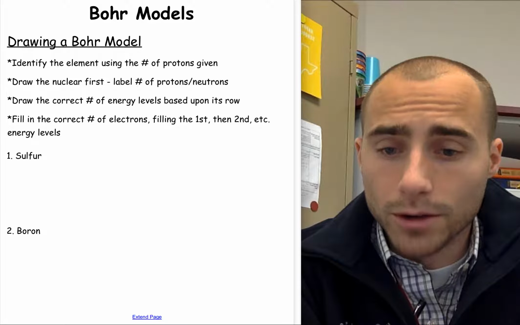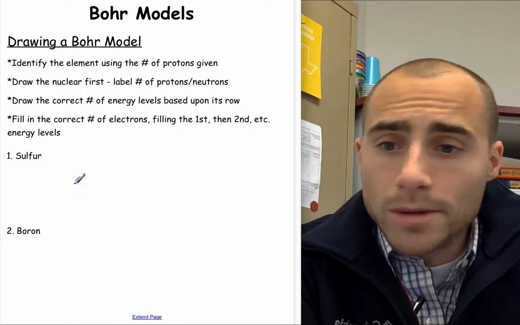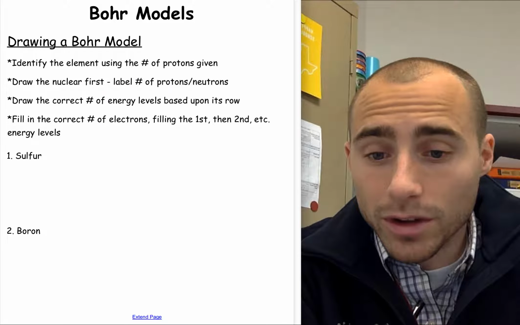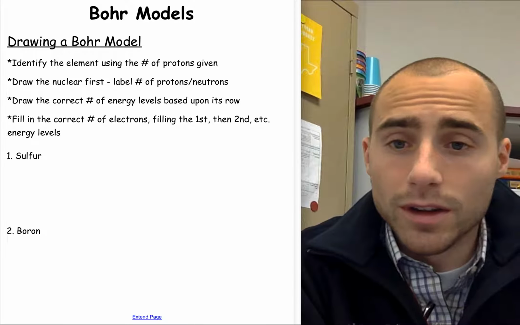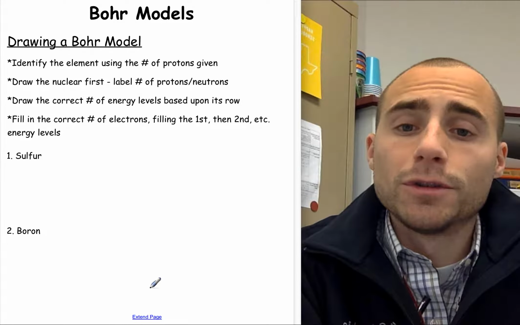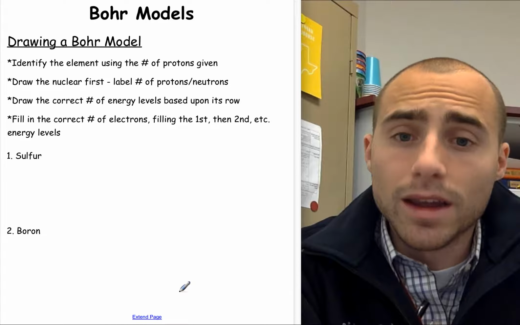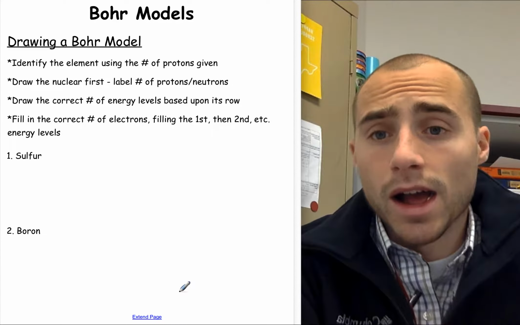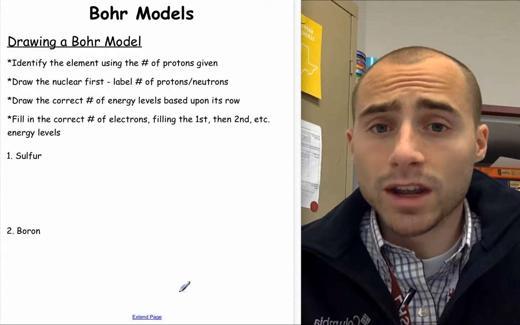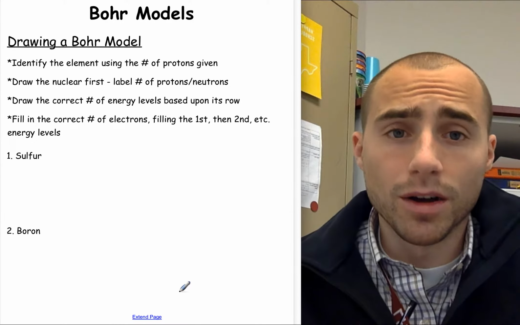So drawing a Bohr model. You identify the element using the number of protons given. Then you draw the nucleus first. Sorry, that says nuclear, but it's supposed to say nucleus first. And then you label the number of protons and neutrons. Draw the correct number of energy levels based upon its row, and then fill in the correct number of electrons, filling the first, then second, etc., energy levels. So this is actually going to be a different video, the drawing of Bohr models. So check out that video and you'll see how we actually draw them now that you have a general idea of what a Bohr model is.